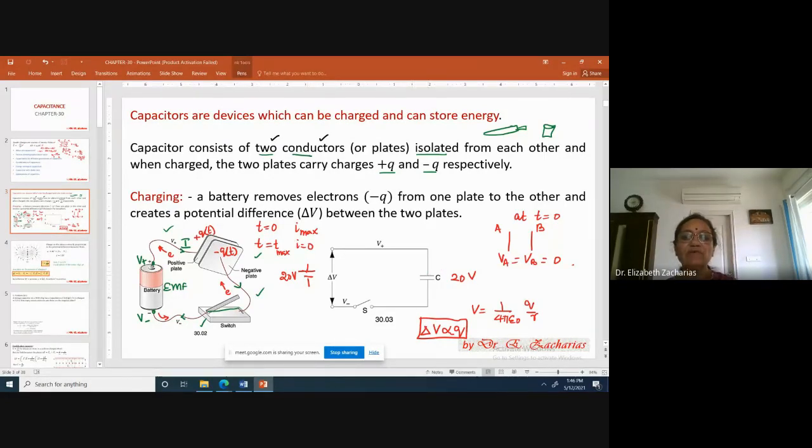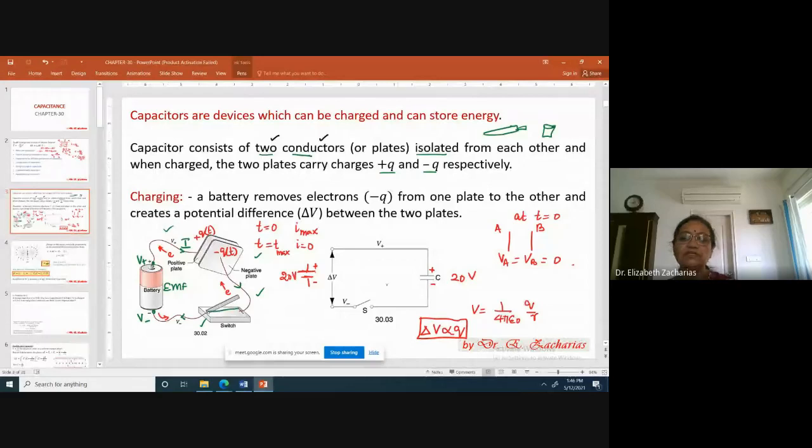Okay. After that, when the battery's potential difference and this one's potential difference become the same, this plate is positive, this is negative. Similarly, here this plate will become positive, this plate will become negative. So there is no potential difference between the battery terminal and this plate, so there will be no flow of current or charges.